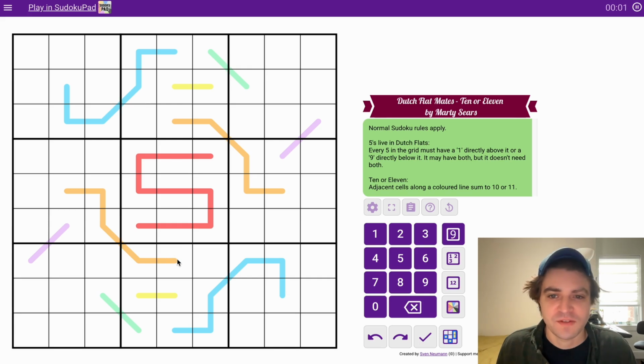So I'll start the puzzle. I guess I'll start by reading the rules. Normal Sudoku rules apply. This is a Sudoku. Fives live in Dutch flats. Every 5 in the grid must have a 1 directly above it or a 9 directly below it. It may have both, but it doesn't need both. All right, so what this means is that we need to find where the 5s are going to go in the grid. And then every 5 is either going to have a 1 above it or a 9 below it. This is the Dutch Flatmates rule.